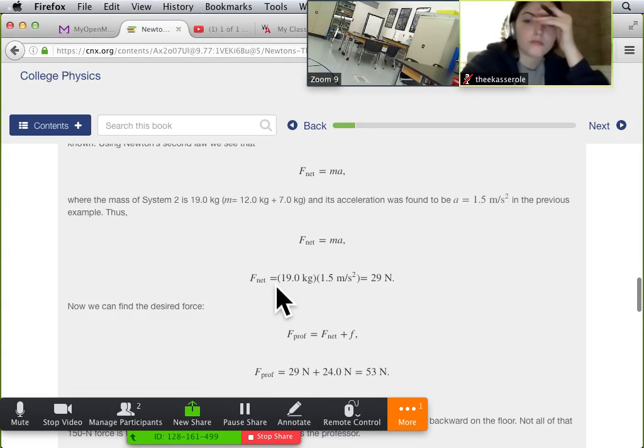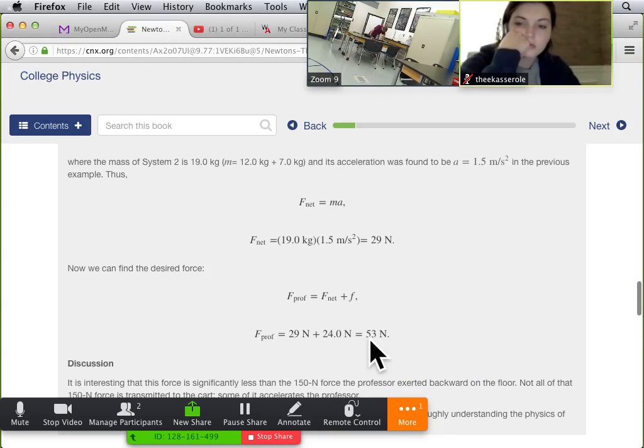So when we add up our forces, we're not even going to add up forces, we're going to calculate it from Newton's second law. Because from the first one, we actually already calculated the acceleration. The acceleration is 1.5 meters per second squared, and we know the mass of the cart and all the equipment is 19.0 kilograms. So we multiply the mass times the acceleration of the cart together to get 29 newtons of force for the net force, and then we can plug that into the equation for the net force with the frictional force, and we can get the force that the professor has to push with, which turns out to be 53 newtons.